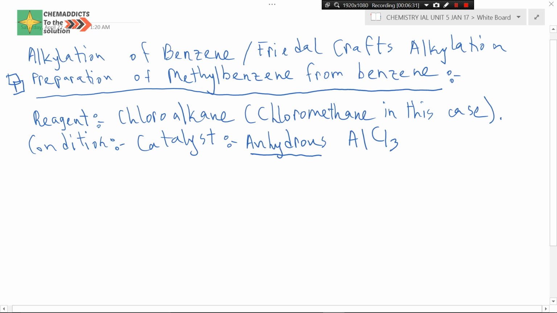If we use hydrous or hydrated aluminium chloride, not dry, then this chloroalkane would react with water instead of this main reagent. This is the main reagent for the reaction. So we always expect this reagent to react with aluminium chloride first, generating an electrophile, which is required for the mechanism of this reaction.